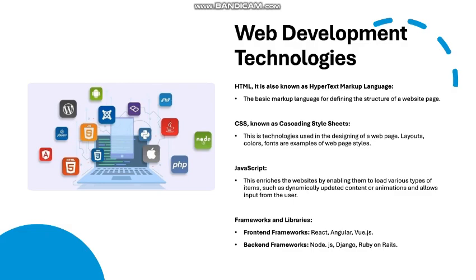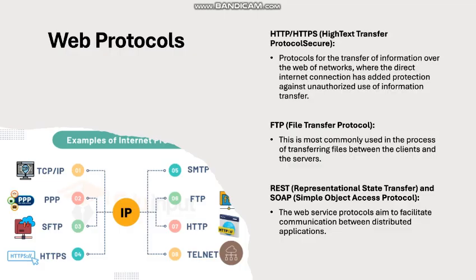HTML, also known as hypertext markup language. The second one is CSS, known as cascading style sheets. Third one is JavaScript. Fourth one is frameworks and libraries. We can divide them into two: front-end frameworks and back-end frameworks.